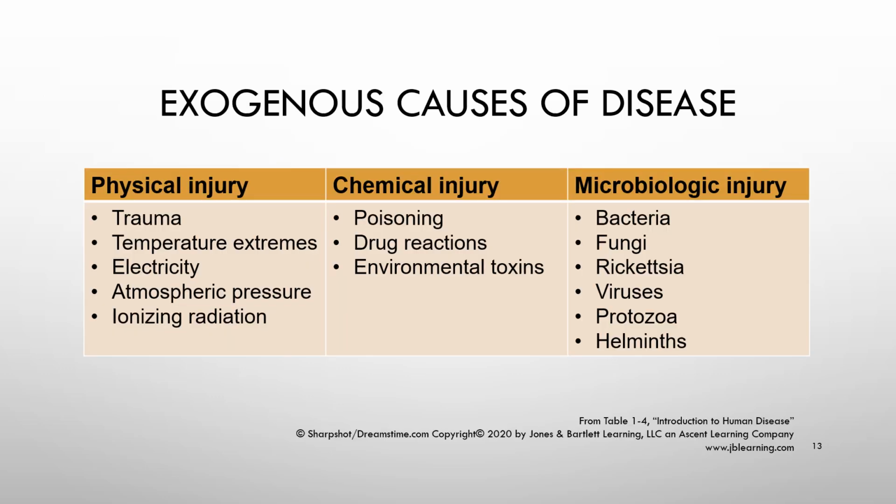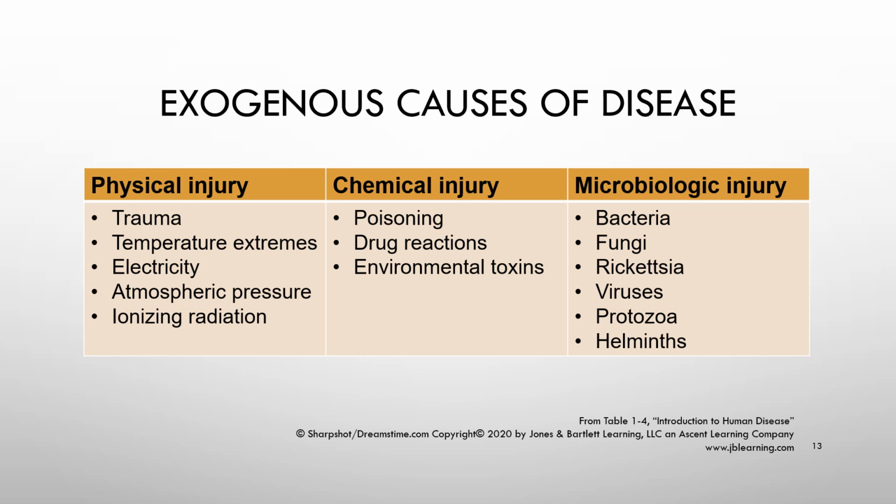These are exogenous causes of disease, meaning the injury comes from outside the body. Think of exogenous causes as the body saying, I was doing fine until something showed up uninvited. We group these external insults into three broad categories: physical, chemical, and microbiologic injury.